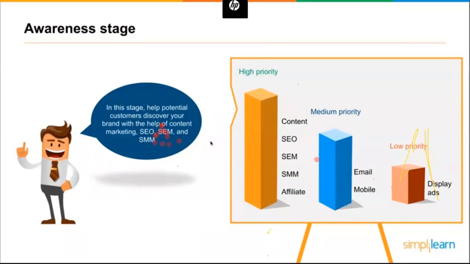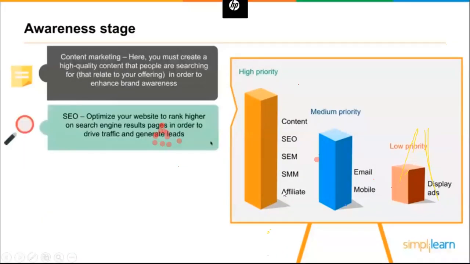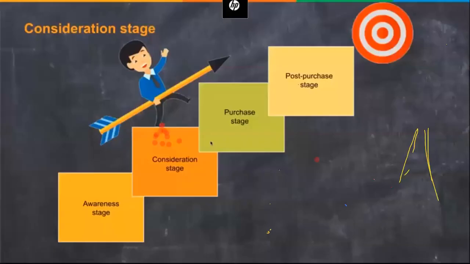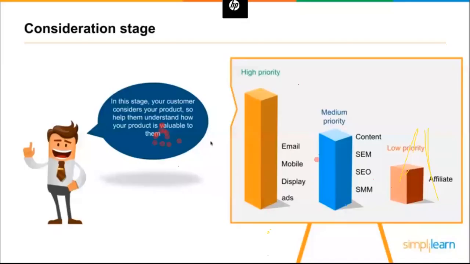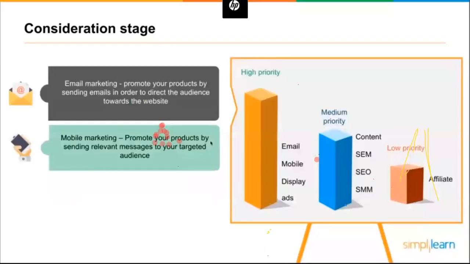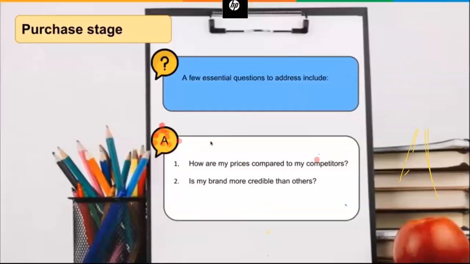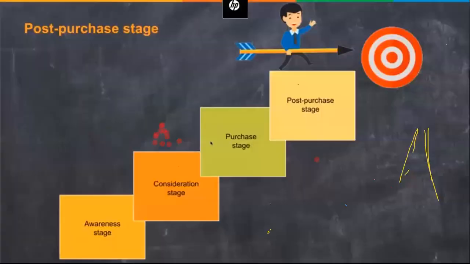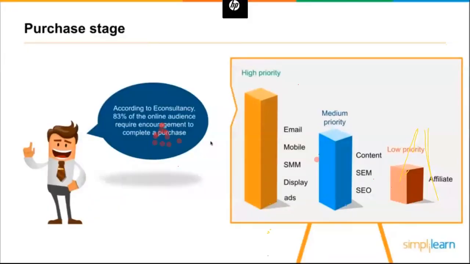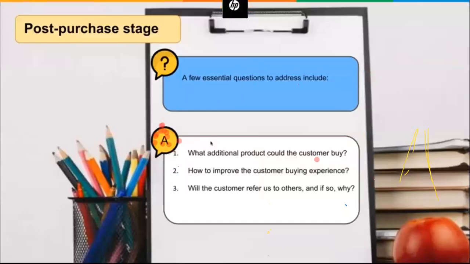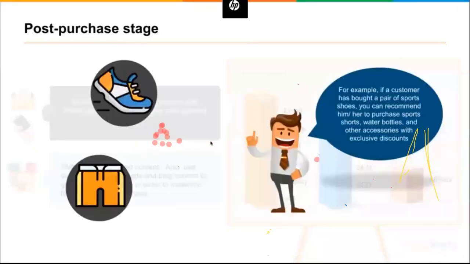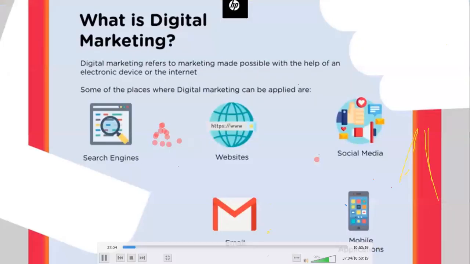Now, if you want to go to the next stage, so let me skip down, the consideration stage, you also look at email marketing. Because at the awareness stage, you can collect people's email addresses and send them emails and stuff like that. And then when people buy, you help them to understand that it's important by using social media and all of that. We will talk about that in detail when it comes to the session.